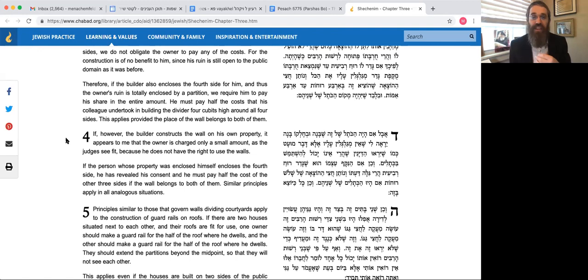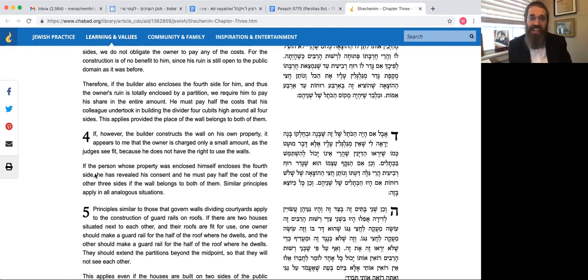So let's read it inside, and then we'll see if anybody has any comments or questions. So now the second half of 4. If the person whose property was enclosed himself encloses the 4th side, in other words, my neighbor built 3 walls around my property to enclose his 3 properties. I then show up. What's the law right then? Right then, my neighbor can't bill me anything, 0, even though he built 3 walls around me. I could say, look, I did not receive any benefit. But if I then go and build the 4th wall, says Maimonides, he has revealed his consent, even though it's retroactive.